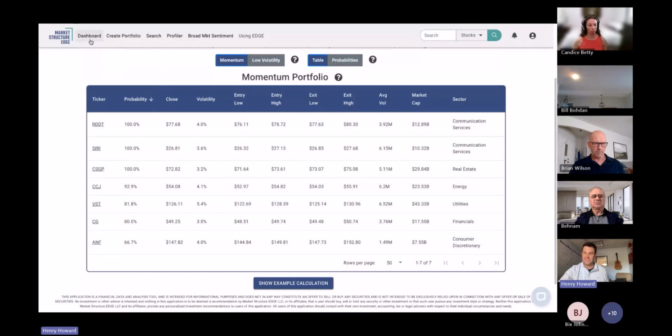We're going to talk about some context, some risk events, and how we use all this. There's a reason we have broad market sentiment and we have context. I haven't talked a lick about context yet, but this is how you read Market Structure Edge.